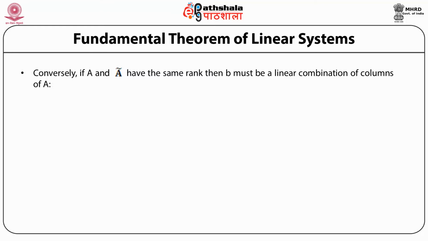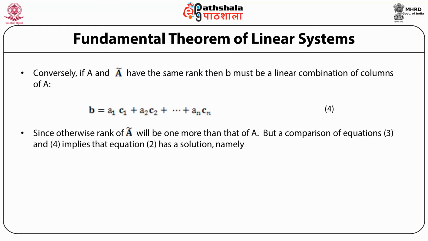Conversely, if A and A tilde have the same rank, then B must be a linear combination of the columns of A. That is, B is equal to a1c1 plus a2c2 plus so on till ancn, since otherwise the rank of matrix A tilde will be one more than that of A. But a comparison of equations 3 and 4 implies that equation 2 has a solution, namely x1 is equal to a1, x2 is equal to a2, and so on till xn is equal to an. Hence, the theorem is proved.